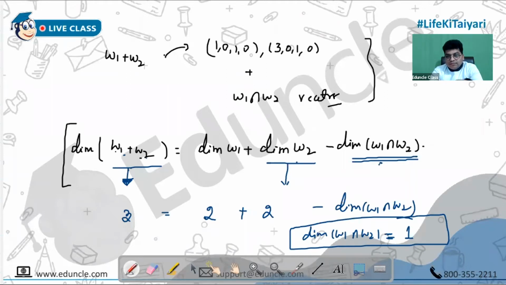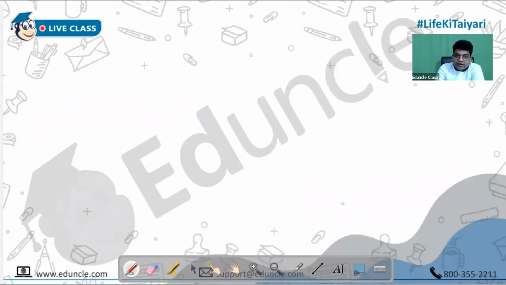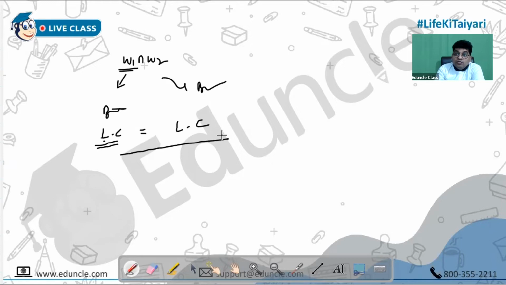What I'm saying, see, you have W1 intersection W2. What is this? Let us consider a basis. You will find the linear combination of this, and this linear combination is also a linear combination of this. You will find the solutions. And whatever solution you get, the particular A, B, C, D values, that will create the intersection of W1 and W2.